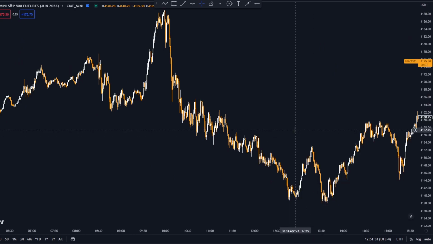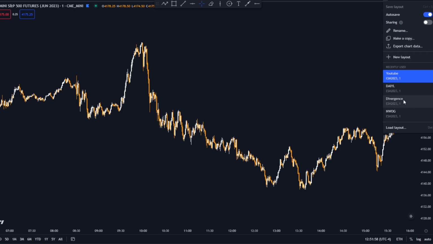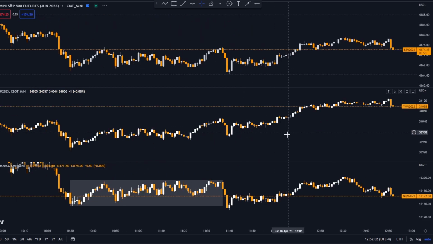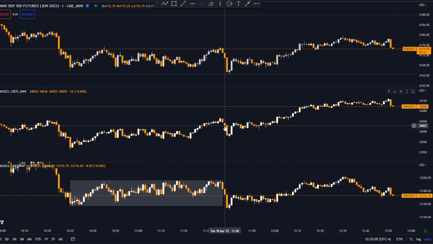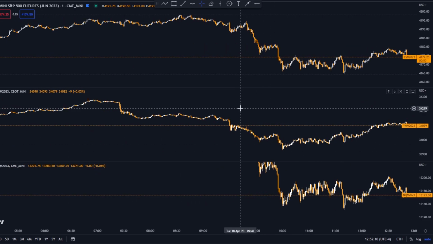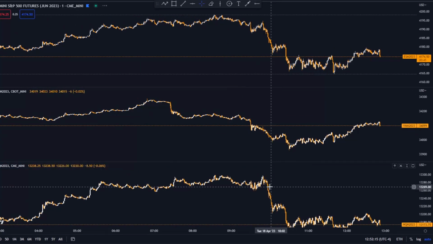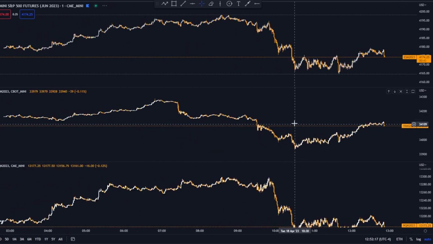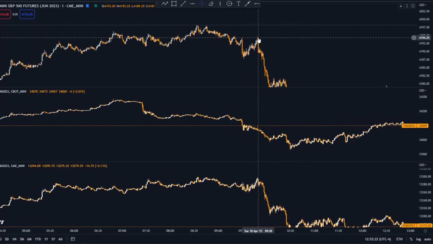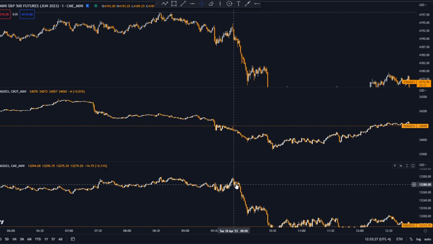Now, let's look at trading with divergence. For that, you should make yourself something like this, where you have all three indices, ES, Dow, and NQ. Right here, we can see, for example, this morning. So we have ES, the Dow, and NQ.